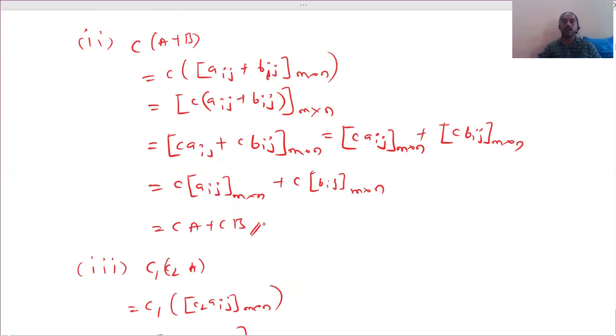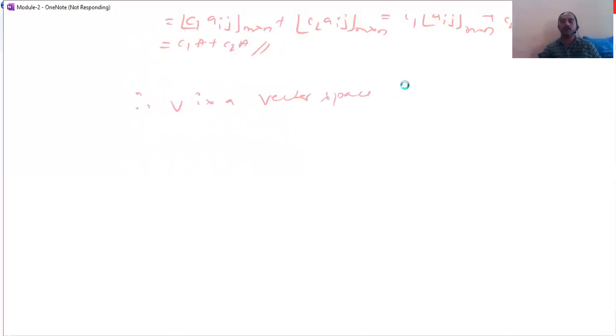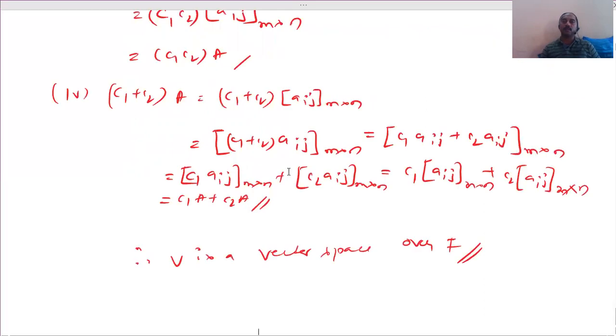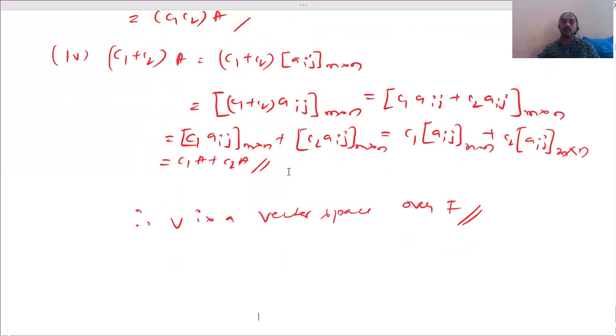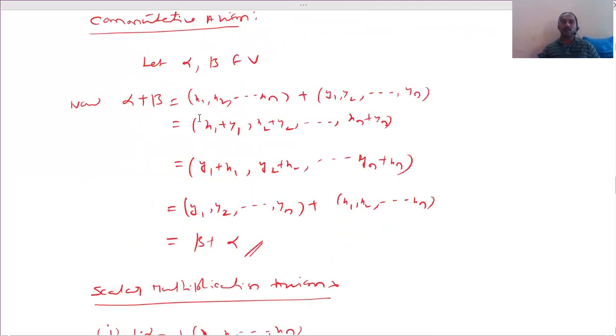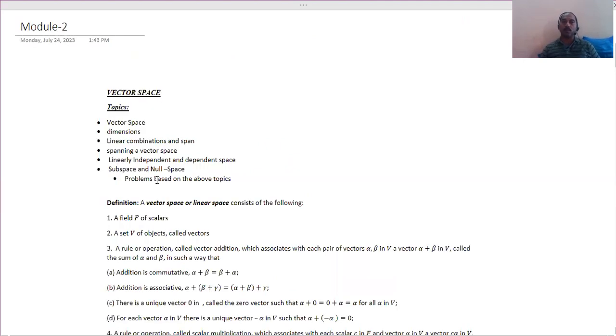This is the process to show that a given set is a vector space. Finally you write down: therefore, V is a vector space over field F. This is the process to show that a given set with respect to the two operations, vector addition and scalar multiplication, is a vector space. Now I finished two problems. Other three problems are there. You try yourself. If you have any confusion or any problem, ask me.